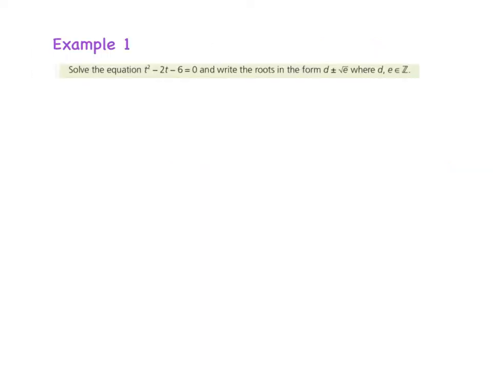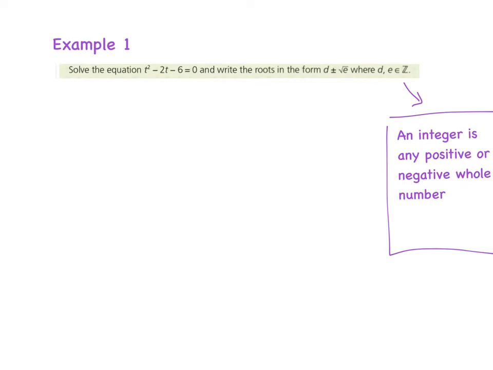Okay, so the first question I have here is solve the equation t squared minus 2t minus 6 equals 0 and write the roots in the form of d plus or minus the square root of e. So when the question says to write it in this form, it means that I need a plus or minus, I need a square root in my answer, and d and e, we know they're variables, but they are elements of Z, and Z is the symbol for integer.